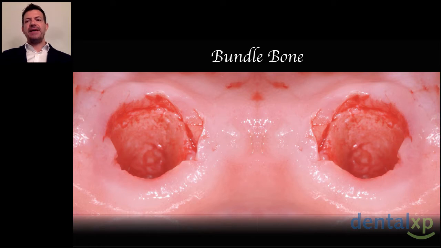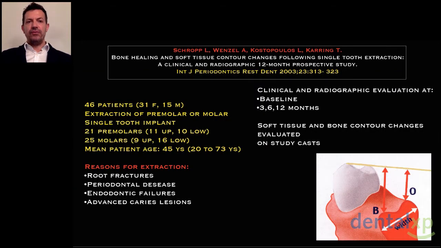And we can see in this surgical image that after tooth extraction, we have some bone here inside the alveolus, and this is cortical bone. This is what we call the bundle bone. The bundle bone does not belong to the proper alveolar ridge, but it is a bone tissue structure that belongs to the tooth and to the alveolus.